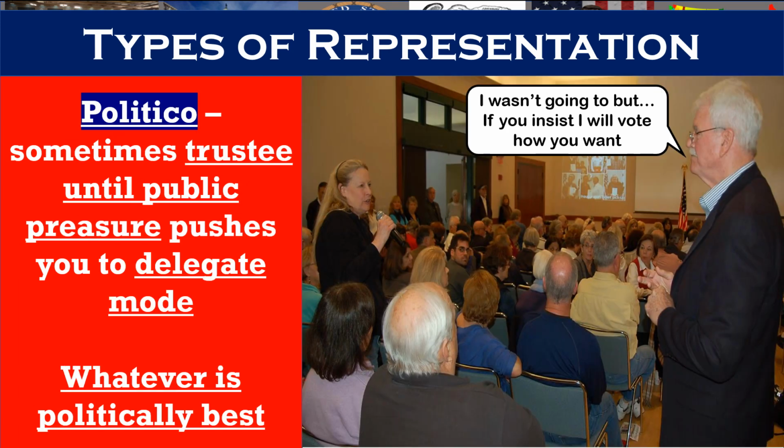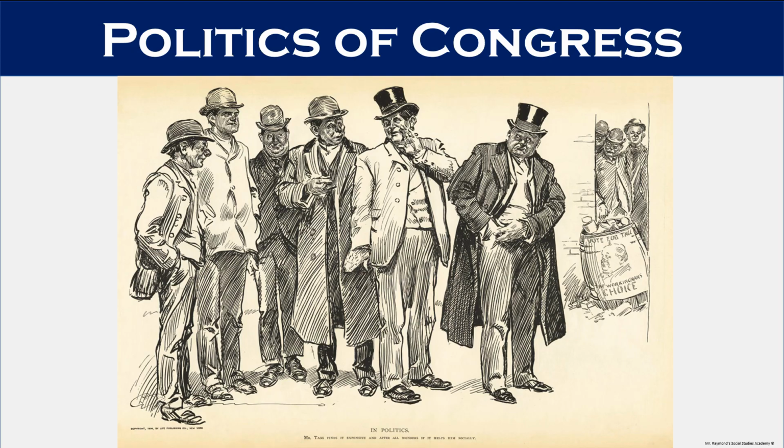The Politico model acknowledges the role that politics plays in the decision-making process in Congress. A representative might want to vote a certain way, aka trustee model, but due to political pressure and the need to get reelected, they vote whichever way their constituents or their political party wants them to. And this is a great segue into the politics behind congressional behavior.